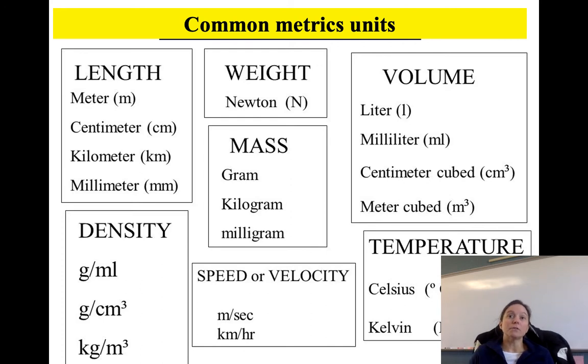And then speed and velocity would be meters per second or kilometers per hour. In the physical science term that we are in currently, we will be looking at length, mass, weight, and speed and velocity. When we look at our next term, we would be looking at volume and density. So let's go ahead and look at the metric system conversion using the ladder method.